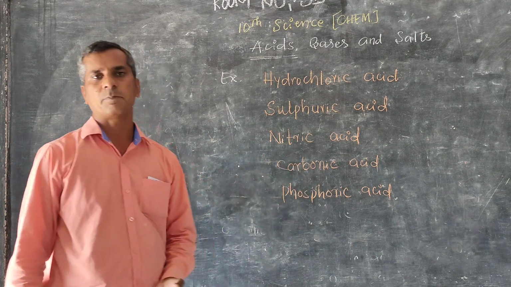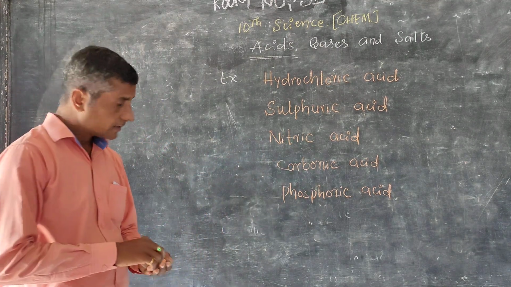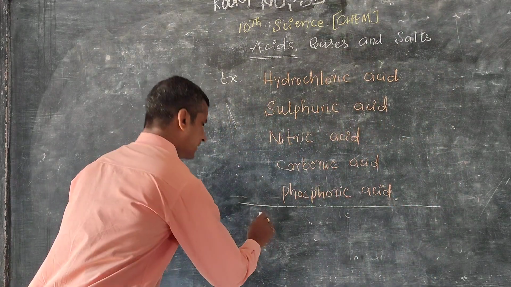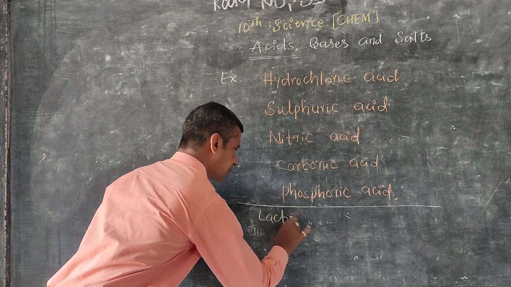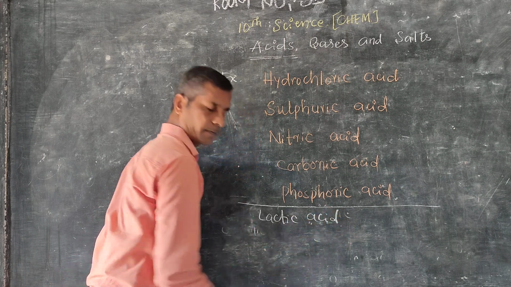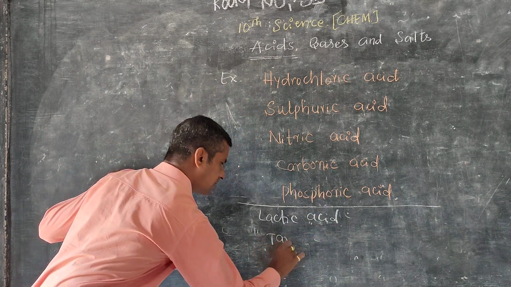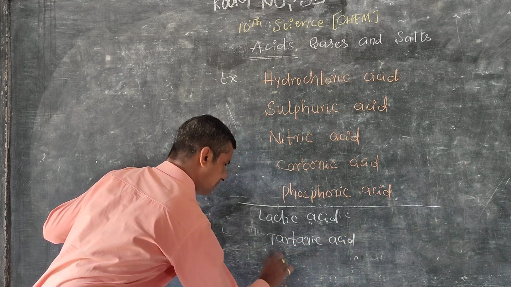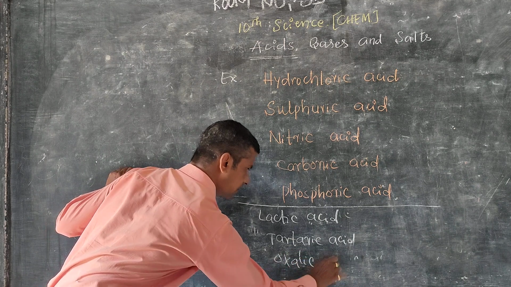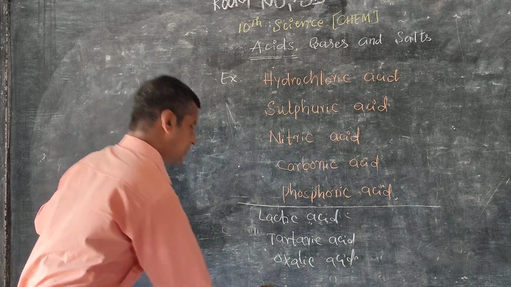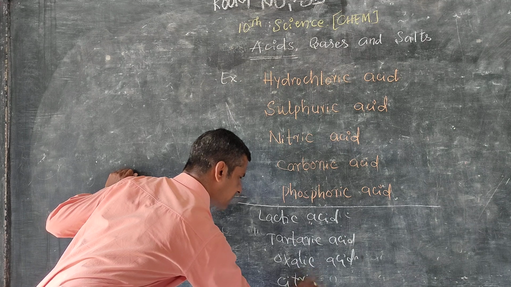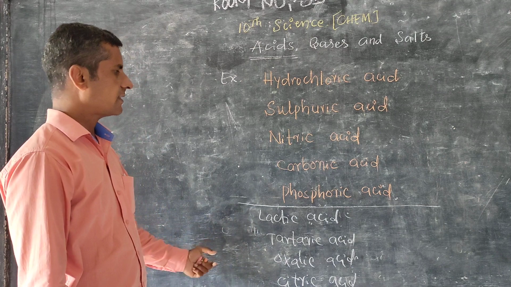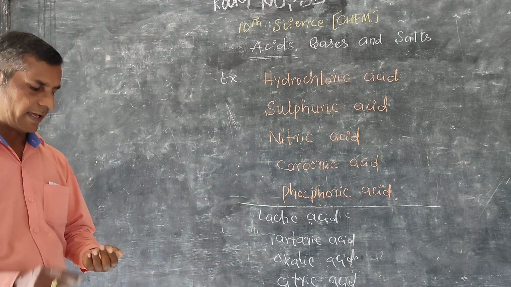We have some more examples for the same acids. It may be lactic acid, tartaric acid, oxalic acid, citric acid, formic acid. Like that, there are so many examples for the acids.